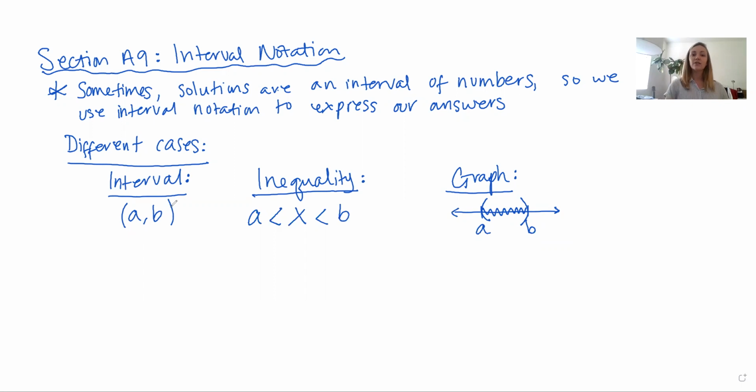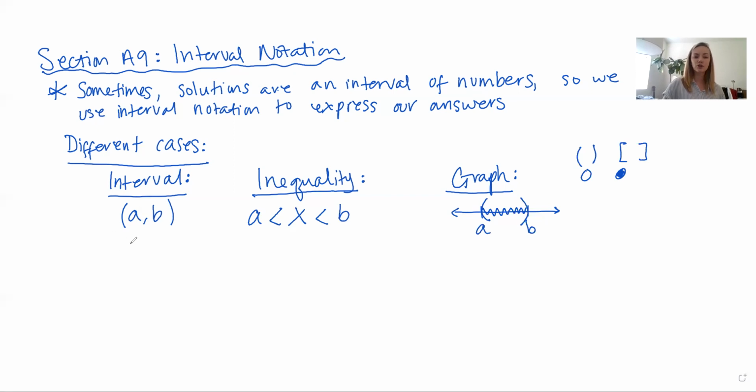One thing you might have seen in high school was the open and closed circles. Those are the same kind of idea. Open circles are now parentheses, and closed circles are going to be brackets. So we're using parentheses and brackets, not the open and closed circles in this class. Now let's take a look at the other cases.